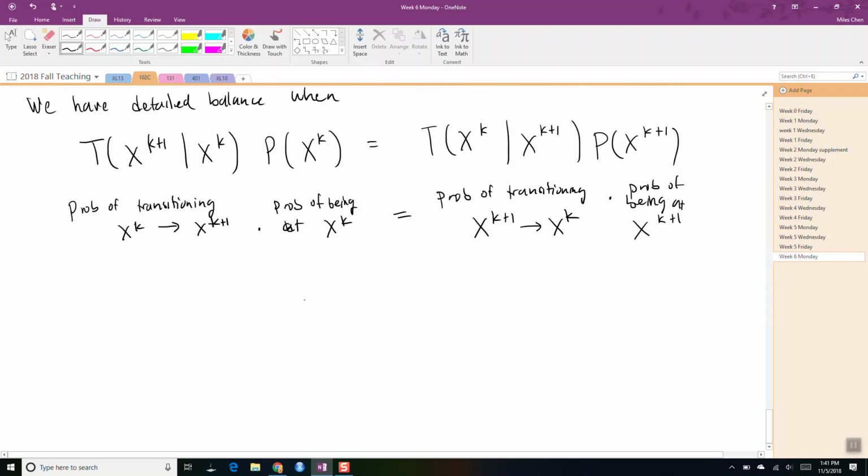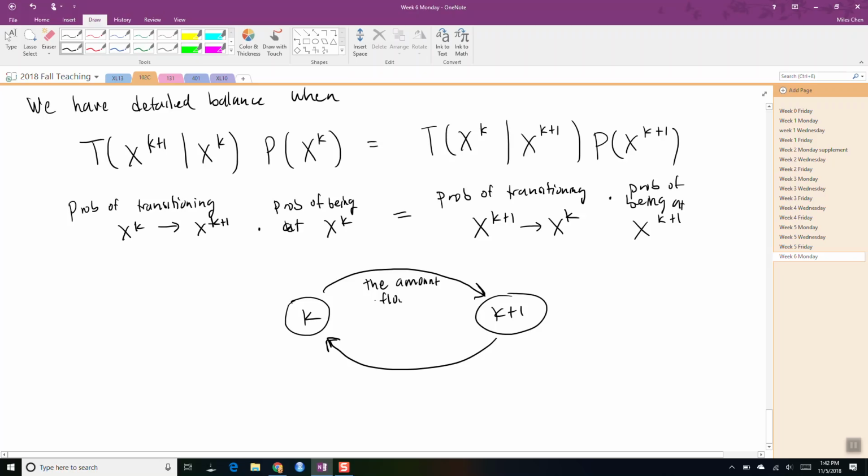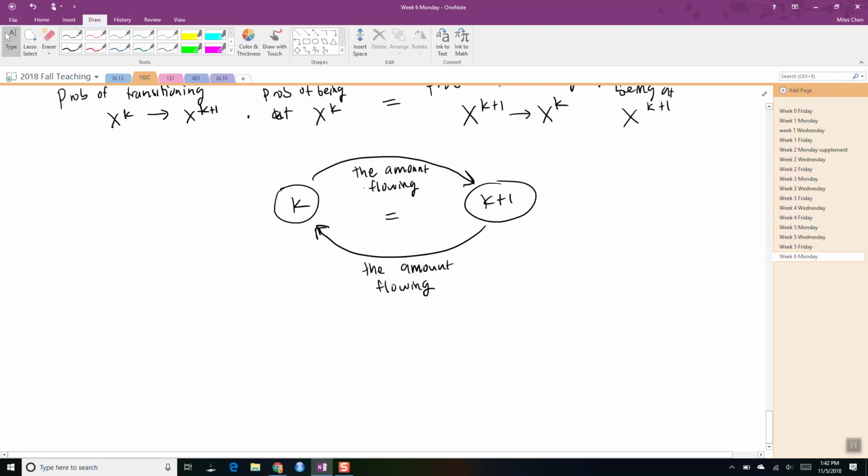So illustratively, if we have, maybe I'll say this is k, and this is k plus 1, okay? It's basically when the amount flowing this way is equal to the amount flowing this way. So when those two are equal, then you have the stationary distribution. If the amount flowing from this location to this location is equal to the amount flowing from this location to this location, then we've achieved detailed balance and we're at the stationary distribution.